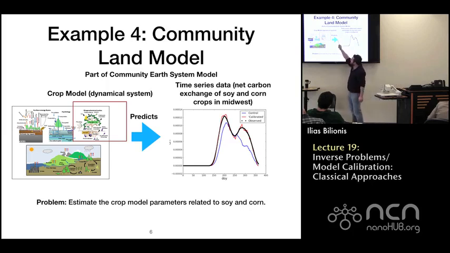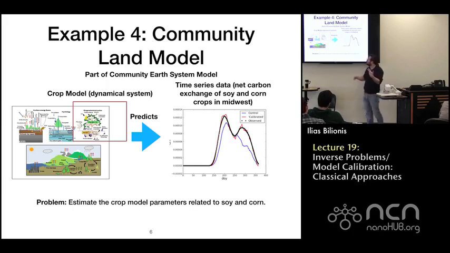And there is a part of the community land model that simulates crops. Okay? And in particular, there is a sub-module that simulates corn and soy. Okay, so we're in the Midwest. So we have a lot of data for corn and soy growth. So when I was at Argonne National Lab, one of the things that we had to do was to calibrate this sub-part, basically the parameters of the community land model that have to do with the growth of soy and corn.